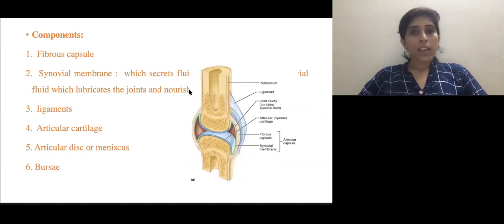So when we say this is a synovial type of joint, of course it should have all these components. The components include fibrous capsules, bursa, ligaments, menisci, cartilaginous plate, as well as synovial membrane. So all these structures should be present when we say it is a synovial type of joint.